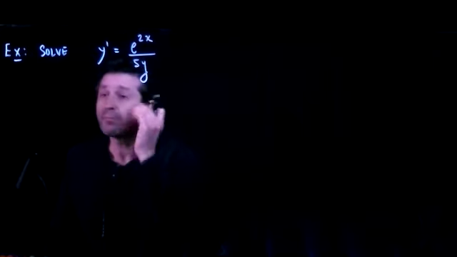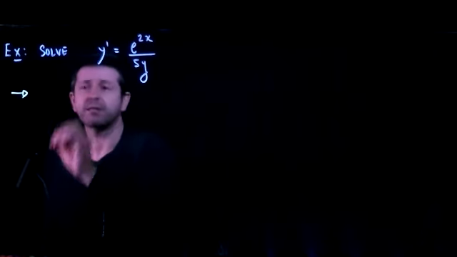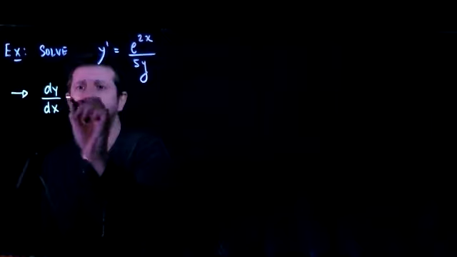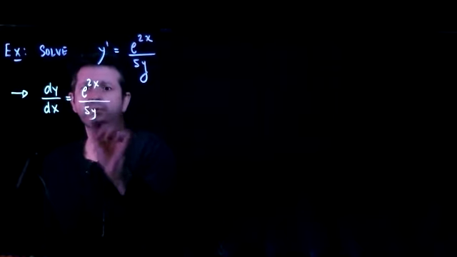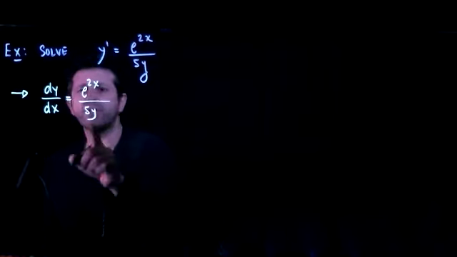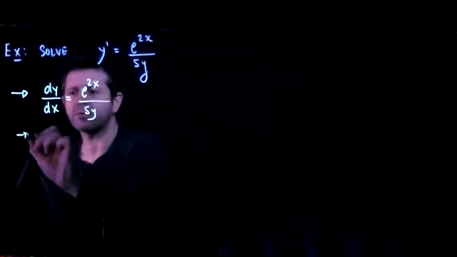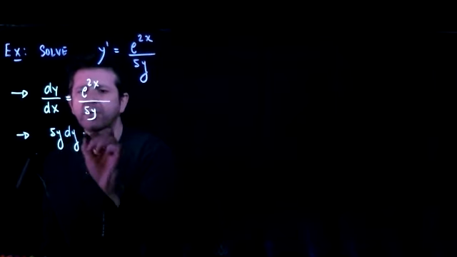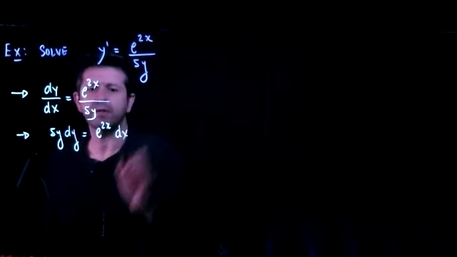Okay, so this is pretty much straightforward. It's like what we did last class. So dy/dx is equal to e to the 2x over 5y. You send the y with the dy, the dx with the x's, and so you get 5y dy is equal to e to the 2x dx.